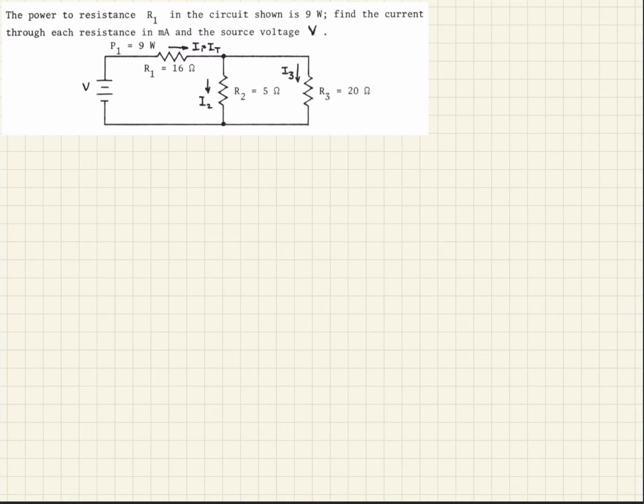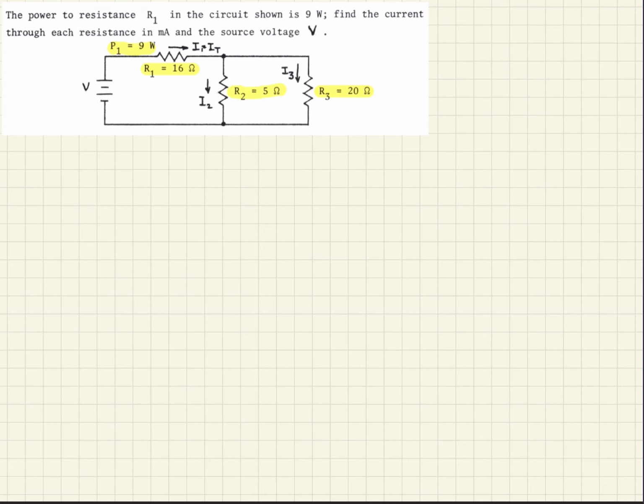So in this exercise, we're given a simple resistive network, and we're asked to do a little bit of detective work here using our knowledge of current analysis to find some unknown values. So what we're given here is three resistors. We've got R1, which is 16 ohms, R2, which is 5 ohms, and R3, which is 20 ohms, configured as we see here. And then we're also given that the power dissipated in the first resistor is 9 watts.